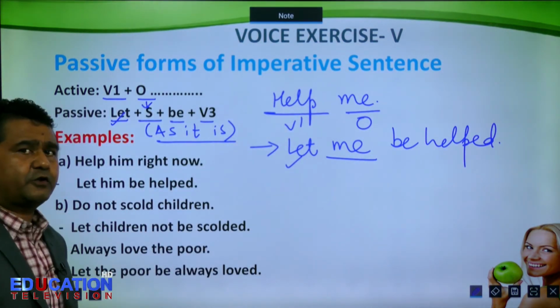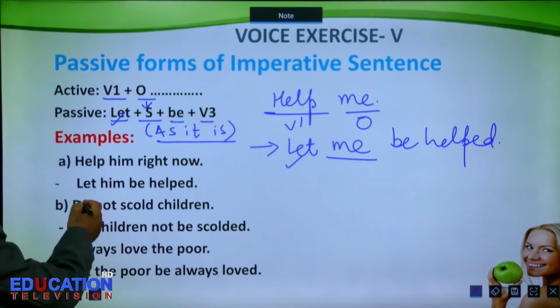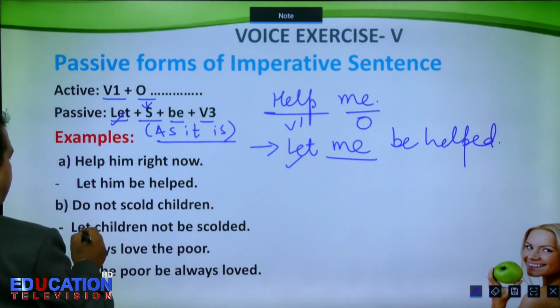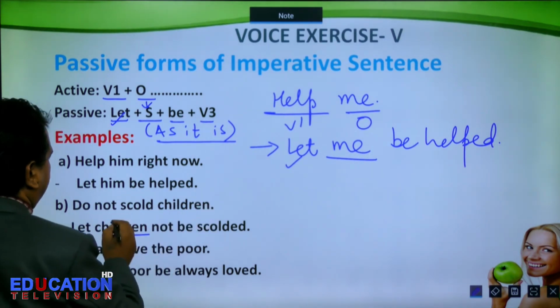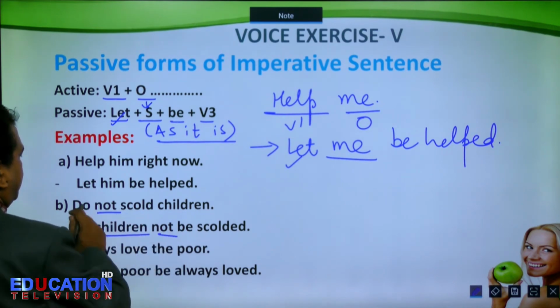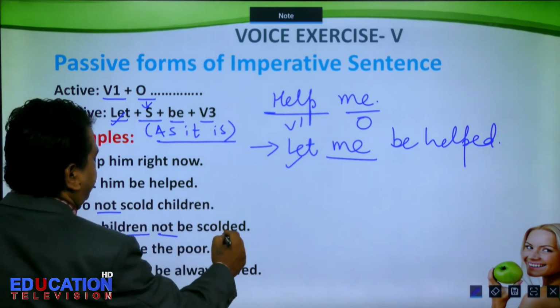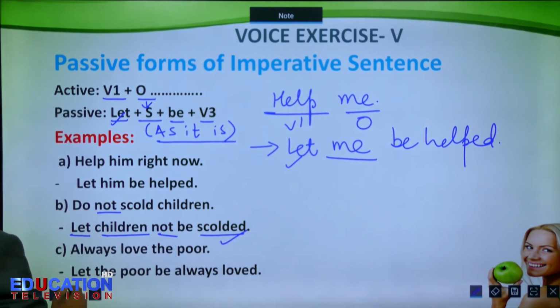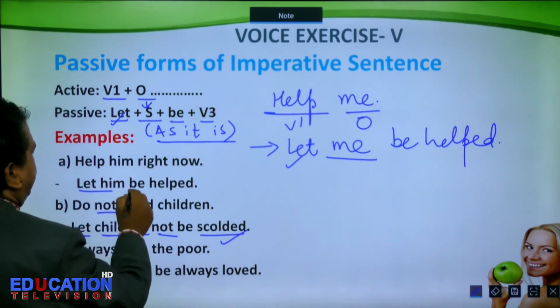If not, what to do? Let us see. Do not scold children. Let children, and this not is here. Do not scold children. Let not children be scolded. Help him right now. Let him be helped.